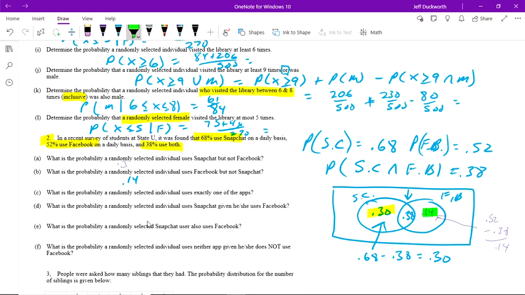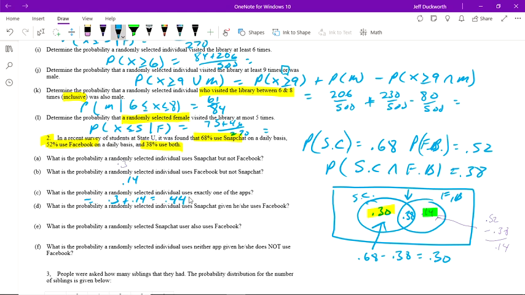All right, so now some of the more difficult problems anyway. Part C, the probability a randomly selected individual uses exactly one of the apps. Well, that's actually just these top two added together. Exactly one means exactly just Facebook or just Snapchat. So that's the two from above. So that's 0.3 plus 0.14, and that's 0.44.